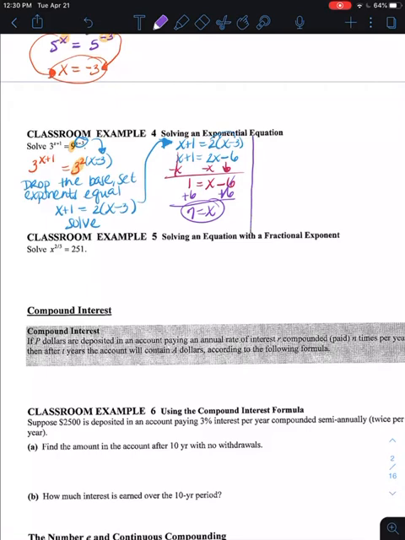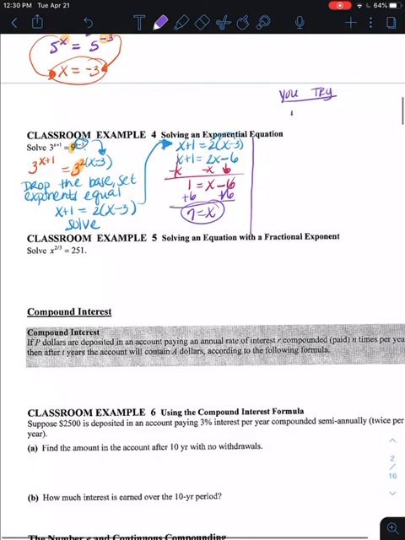All right, so you try. Let me give you an example to try. Try 4 to the x plus 1 equals 8 to the 2x minus 3. This will be a problem where you can pause the video, stop, try it, and then we'll come back together and work it out.